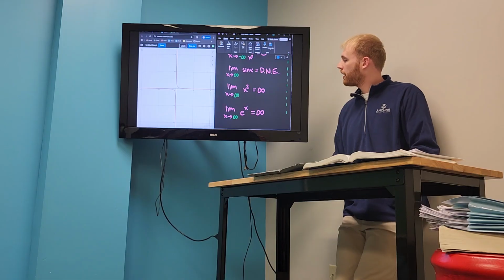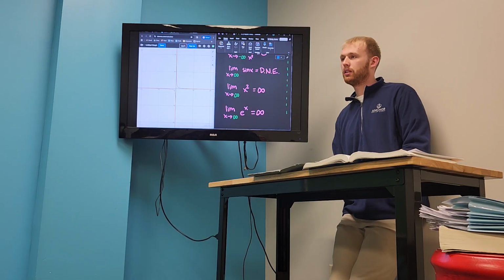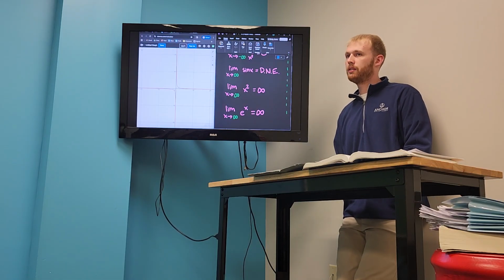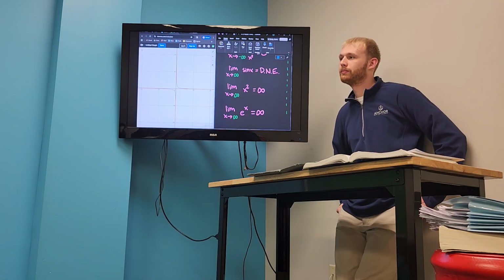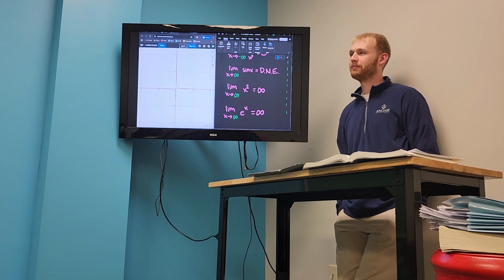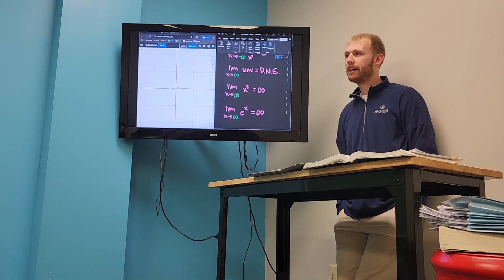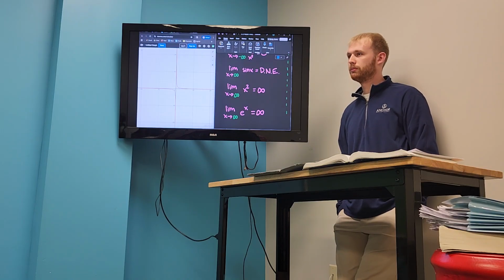Okay. As x approaches infinity of x squared, apparently that's infinity. Why? Well, infinity times infinity is just more infinity. Kind of a nonsensical thing, because what's zero times infinity? Why would it be infinity but not a number? We don't really specify.